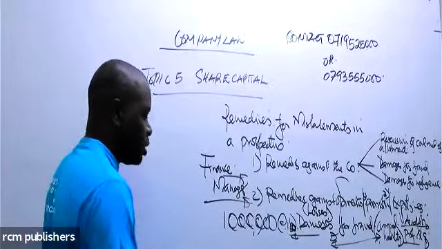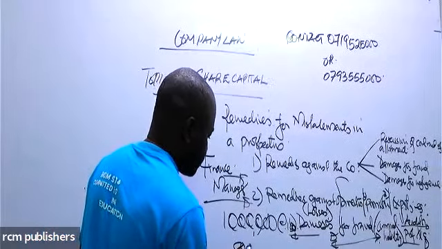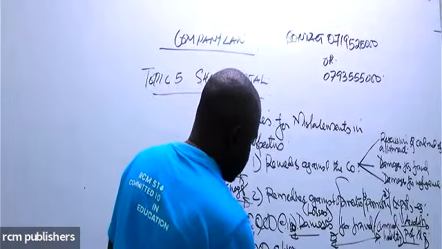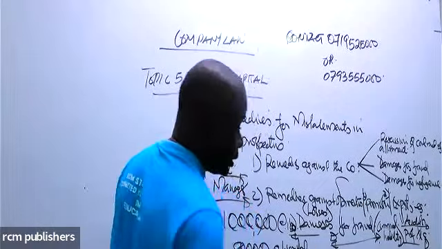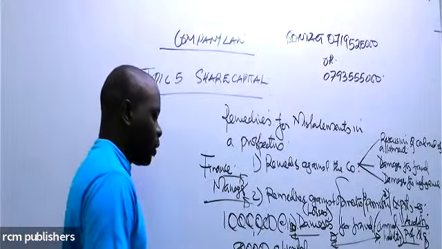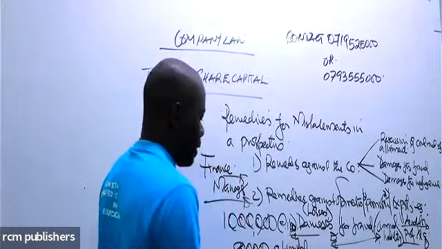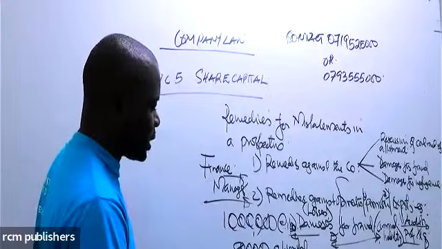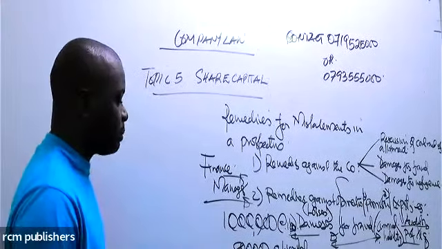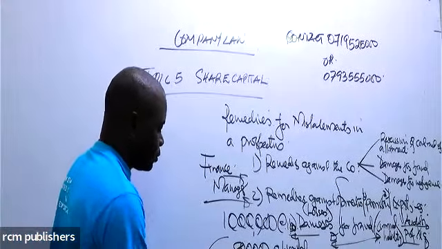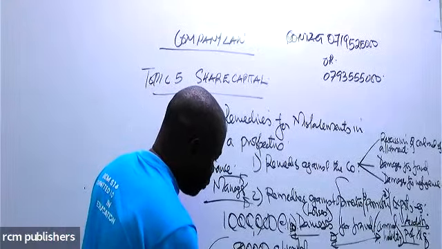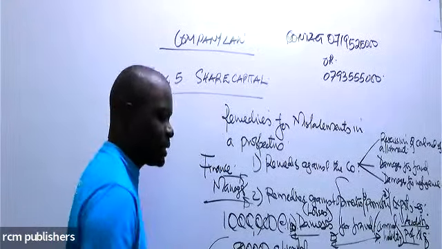But it happens that only 800,000 shares are subscribed for. You can see the intention of the company was to raise share capital of 1,000,000 shares of 100 each, but they have only been able to get a subscription up to 800,000. So it simply means there's a gap of how much? 200,000. There's a gap of 200,000, so the company wouldn't have been able to hit or realize its targets.